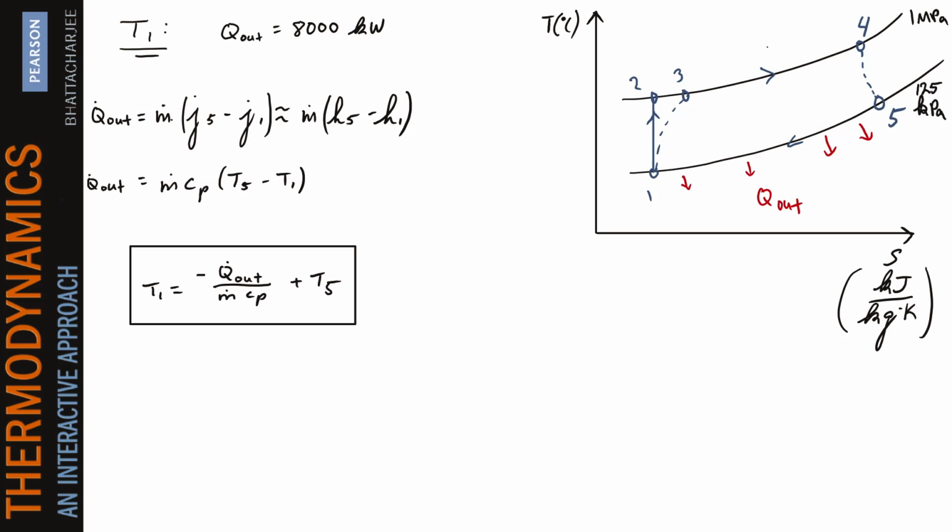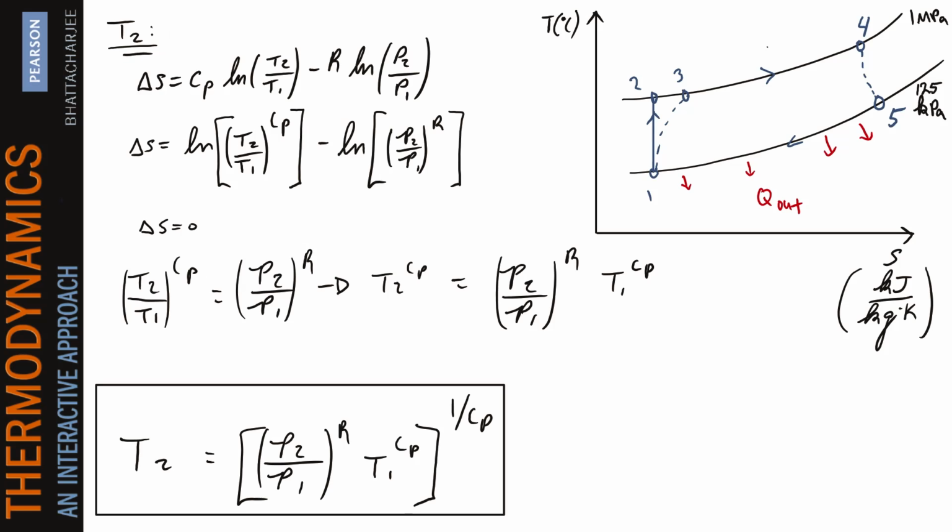T2 is the temperature that air would exit an isentropic compressor. This represents an ideal case. We know that the change in entropy is zero, as this is an isentropic process. Because we know the inlet and outlet pressure, and we have already solved for T1 in the previous slide, we can determine the outlet temperature, T2.